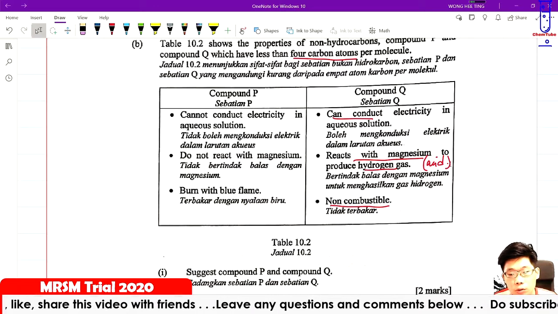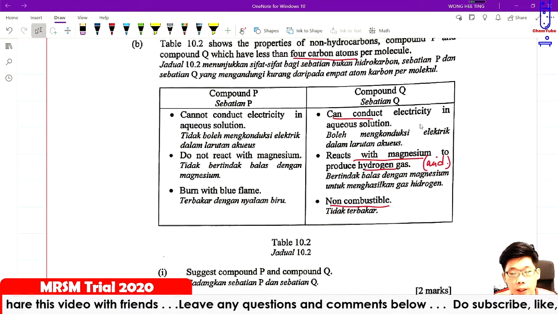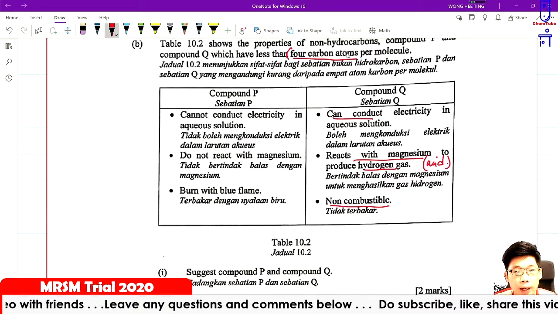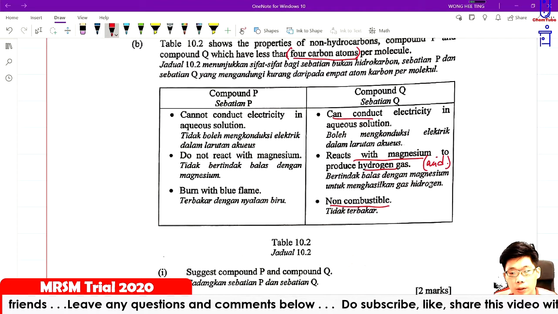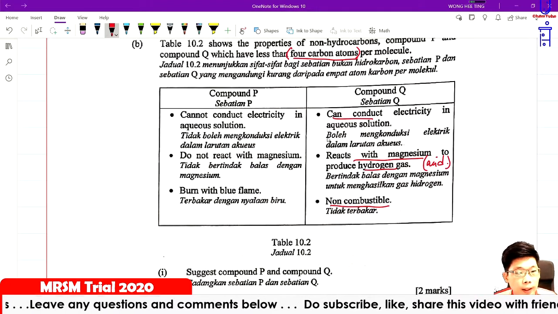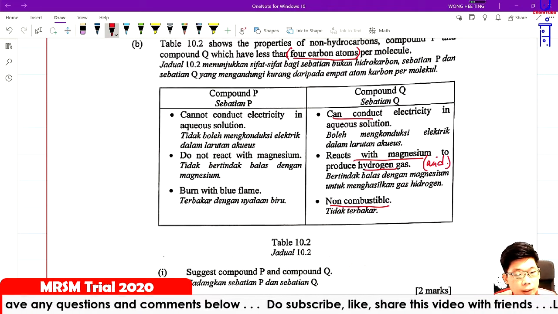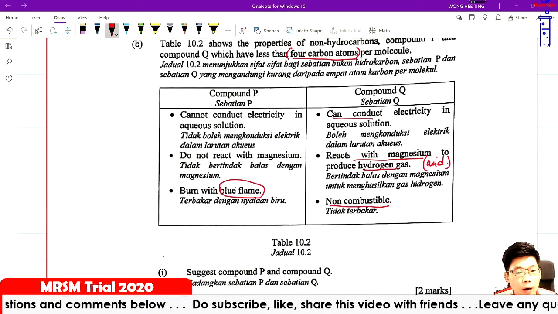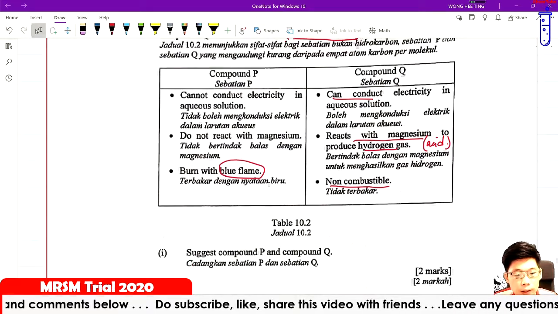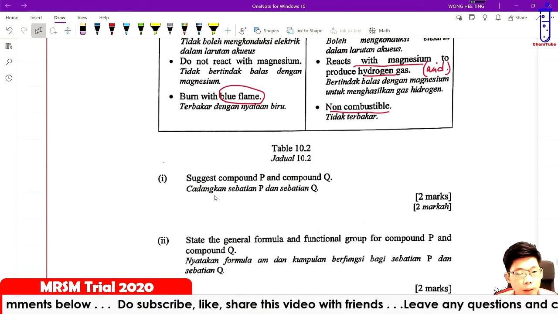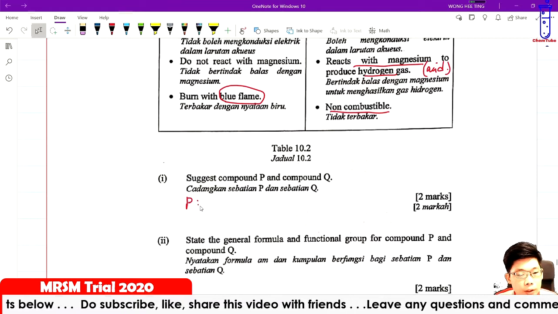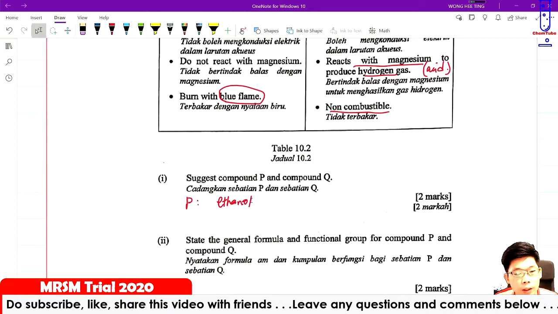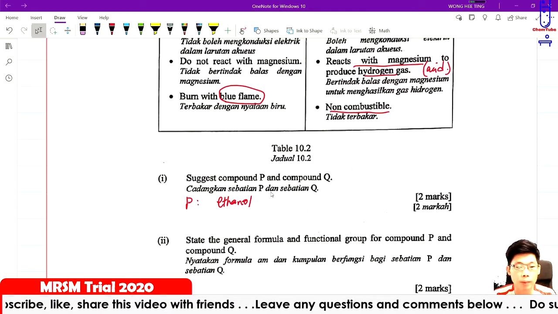So you can choose whether it's methanoic acid, ethanoic acid, or propanoic acid, because it must be less than 4 carbon atoms. Okay, so you can choose any one. Then this one cannot conduct electricity, cannot react, and burns with a blue flame. So this one is under alcohol actually. So for compound P, let's say we choose ethanol. You can choose methanol, you can choose propanol also.